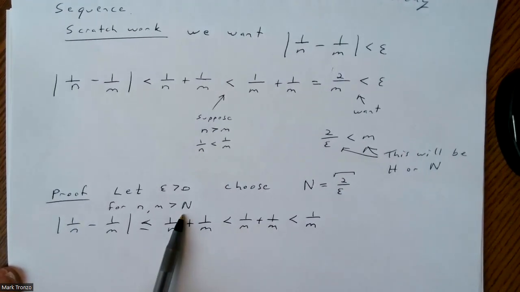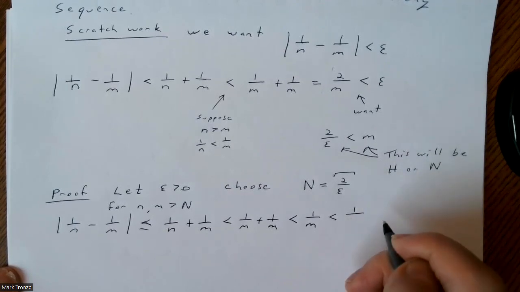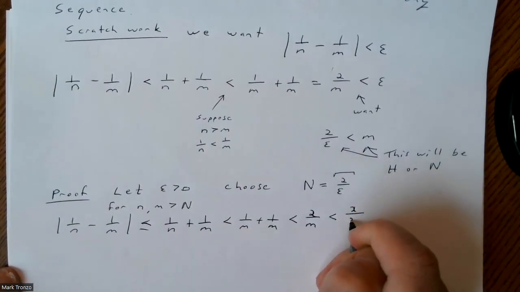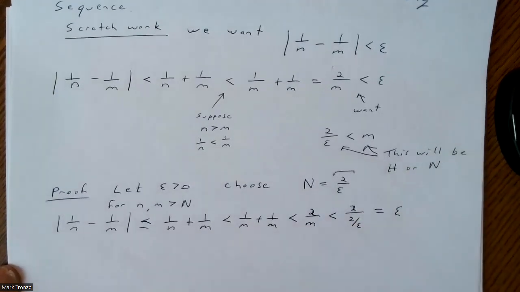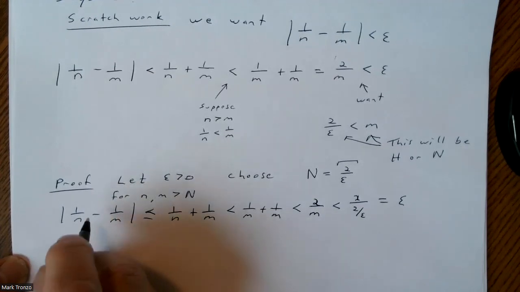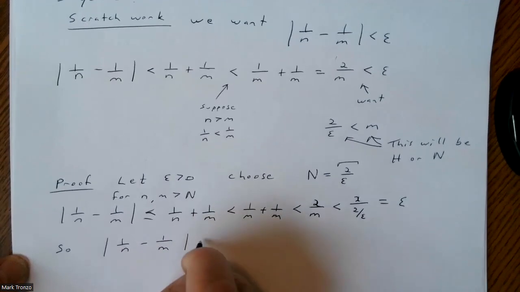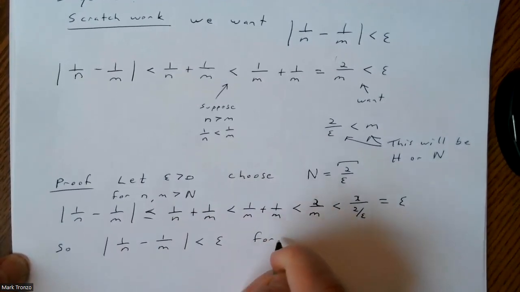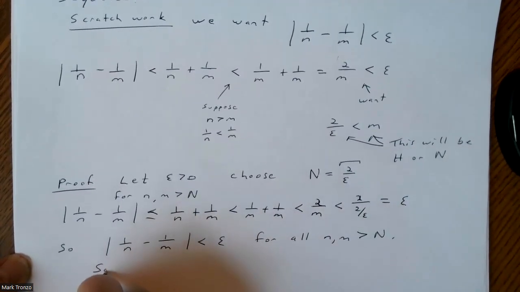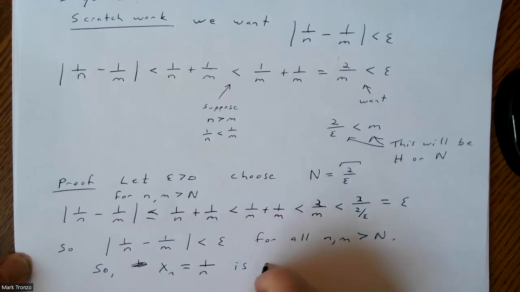And then since m is greater than n, we can say that this is going to be less than 1 over, excuse me, I made a mistake. I should have a 2 right here. And 2 should be here too. 2 over epsilon, which is equal to epsilon. And you don't have to put this last step in, you just follow the inequalities, but I just want to put this like this for all n and m greater than N. So 1 over n is a Cauchy sequence.